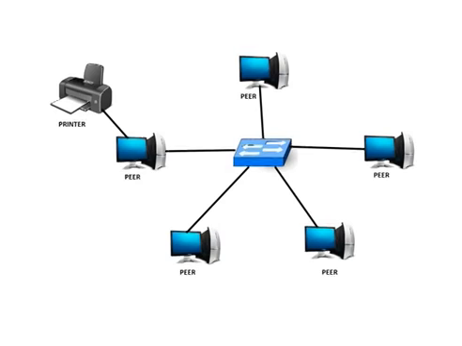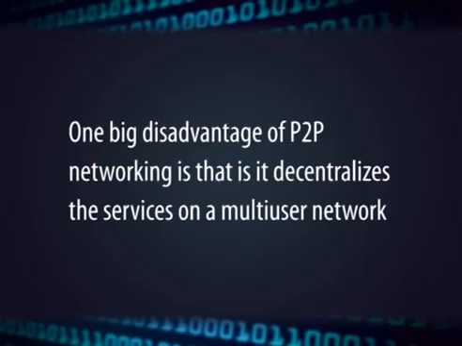Peer-to-peer architecture. Two or more computers are connected via a network and can share resources such as printers and files without having a dedicated server. End devices, or peers, can function as either a server or client depending upon the required service. One big disadvantage of P2P networking is that it decentralizes the service on a multi-user network. Maintaining security and access policies on a P2P network is definitely a challenge. All policies, usernames and passwords must be maintained on each peer device.